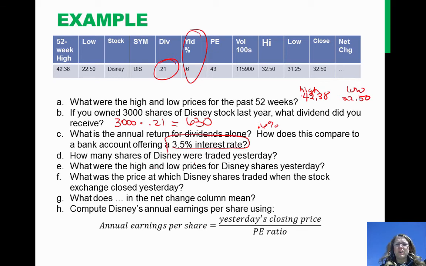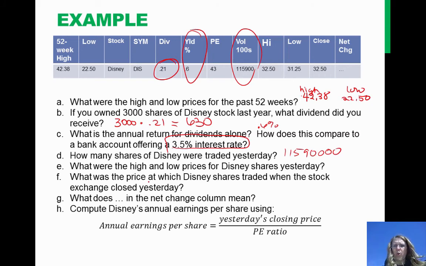How many shares of Disney were traded yesterday? That would be volume. So the volume is here. And remember, it's in hundreds. So we can say that 115,900 and then add 2 more zeros to it. That is how many shares were traded yesterday.